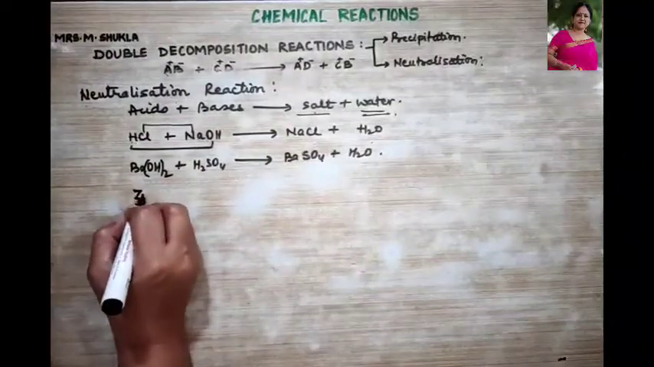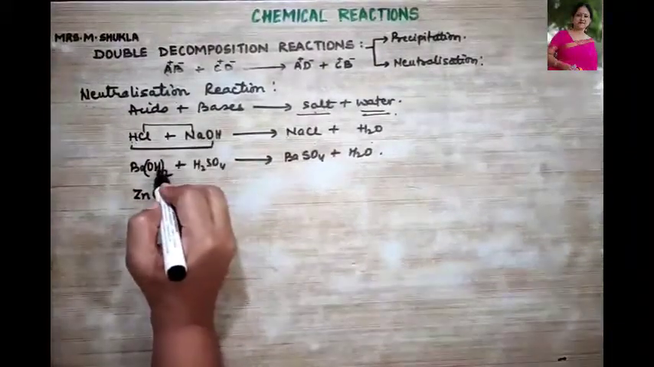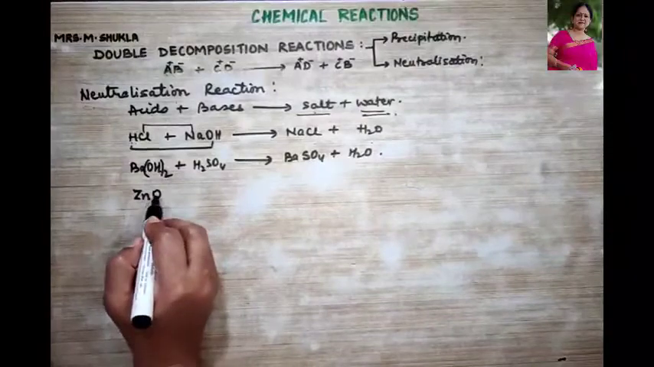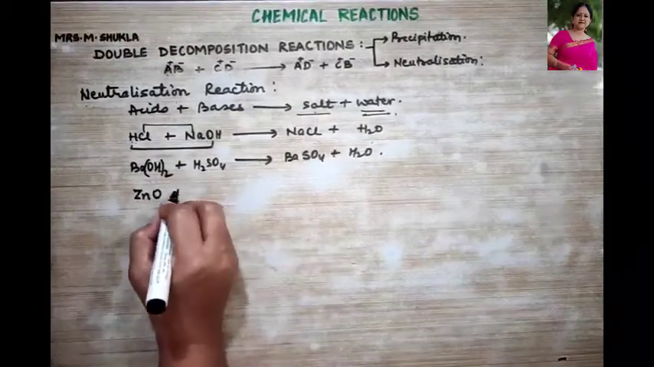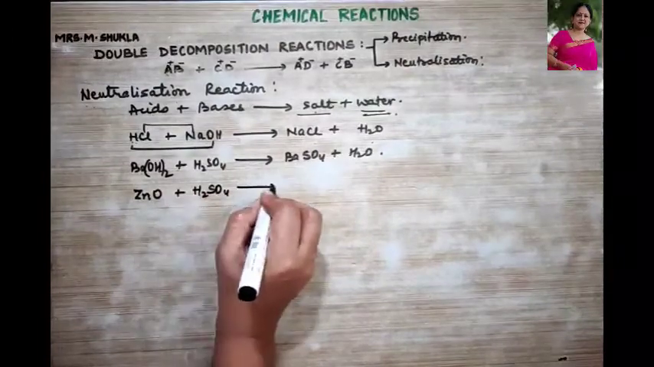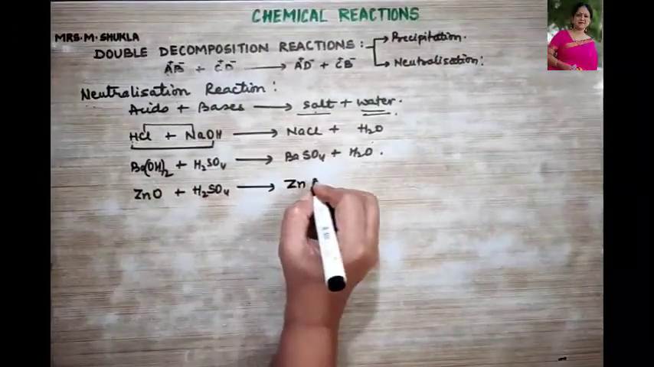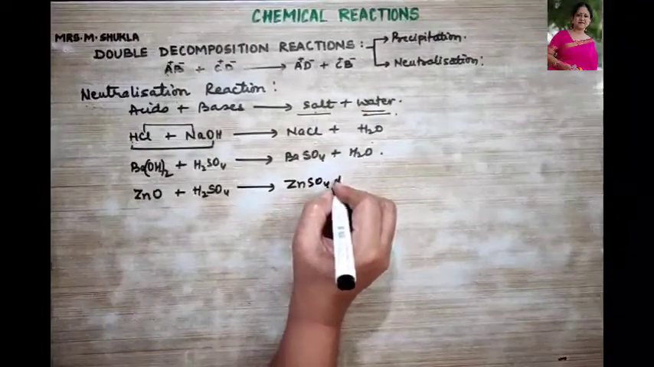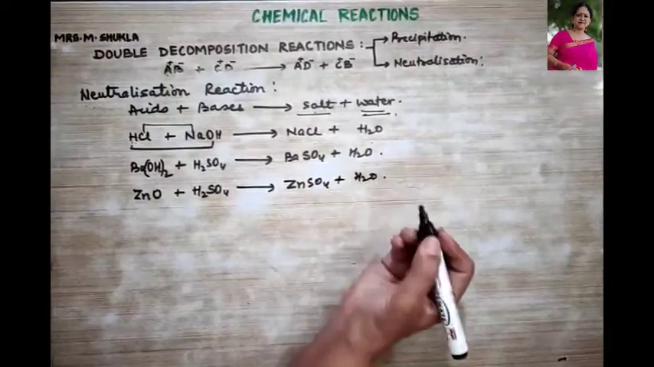Then say ZnO. These were the hydroxides. They are also bases. Oxides are also bases. Do remember, when I treat it with H2SO4, it will form what? ZnSO4 plus H2O will be formed.